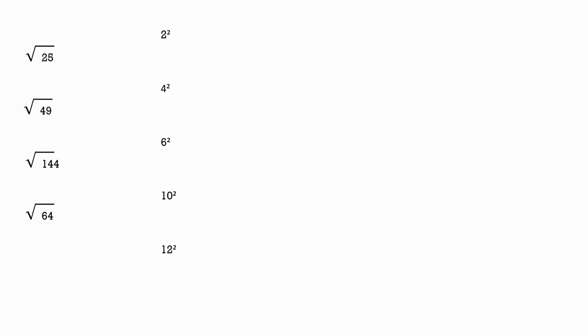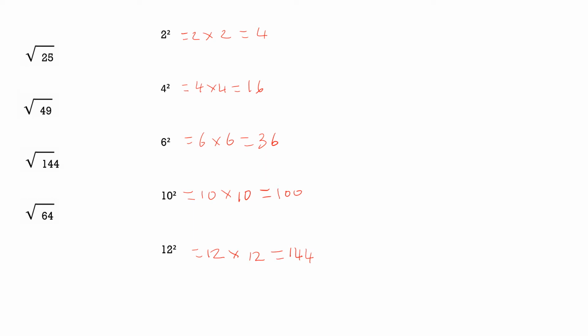So we'll start with the square numbers first. So 2 squared is 4. 4 squared is 16. 6 squared is 36. 10 squared is 100. And 12 squared is 144.